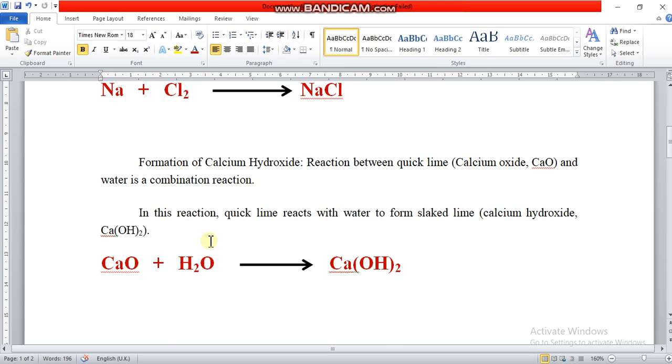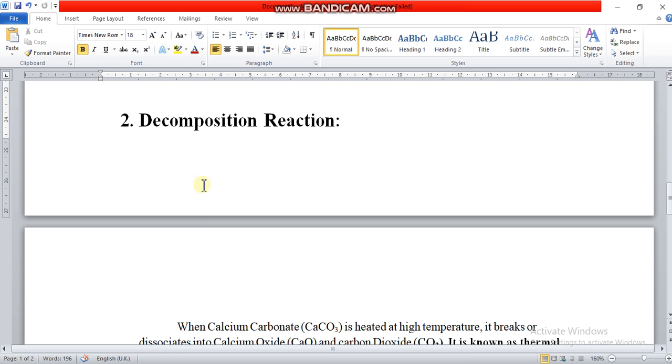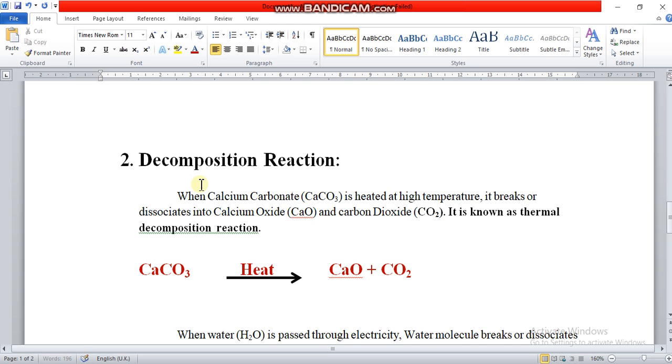Next we will move to the decomposition reaction. What happens in a decomposition reaction? It is a little or completely opposite to our combination reaction. In a combination reaction we have seen two or more substances combined and form a single substance, but in a decomposition reaction we will see that a big or single compound is broken into smaller substances, two or more smaller substances.